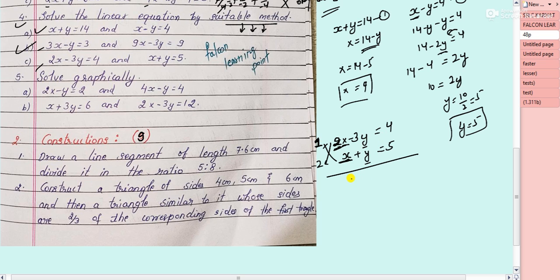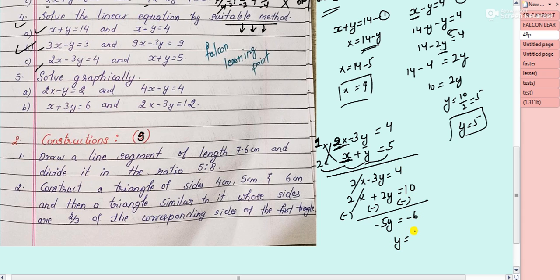So this will become 2x minus 3y is equal to 4, and this becomes 2x plus 2y equals 5 times 2, which is 10. You have to multiply thoroughly. Now on solving this, subtract, because only on subtraction will the x terms get eliminated. So 2x minus 2x is 0. Now minus 3y minus 2y is minus 5y, and here we get 4 minus 10, which is minus 6. So y is 6 by 5.